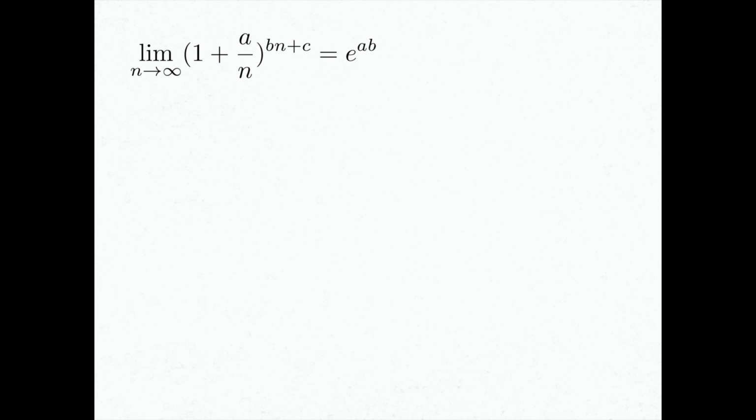Hello, welcome to HawkMath. Today we're going to be proving the following identity. This is the limit as n goes to infinity of (1 + a/n)^(bn + c), and this is equal to e^(ab).